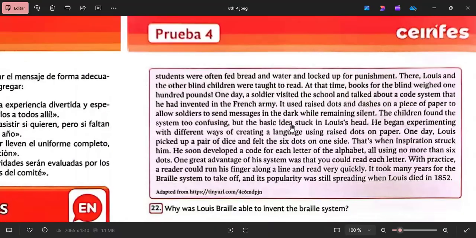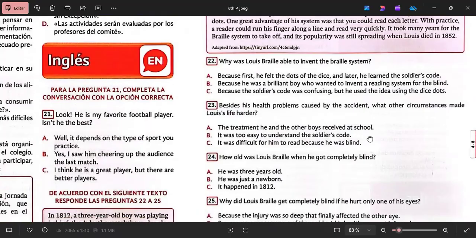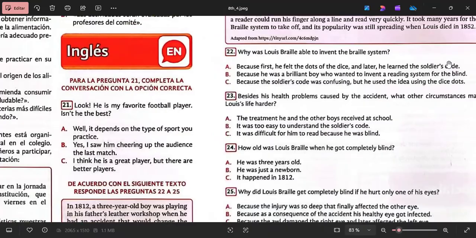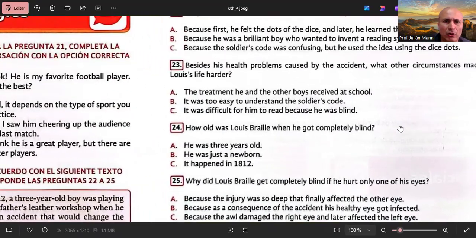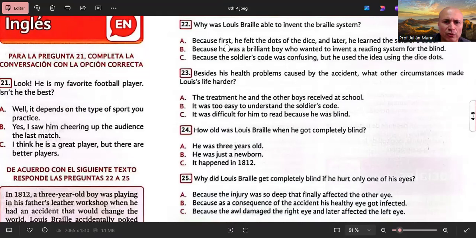Okay, so right here we have just finished reading the text. We got a lot of information. As I mentioned before, it is a good idea to answer the questions while they're still fresh in your memory. Let me just zoom in just enough to see the 4 questions so we can start analyzing and answering. Question 22. Why was Louis Braille able to invent the Braille system?